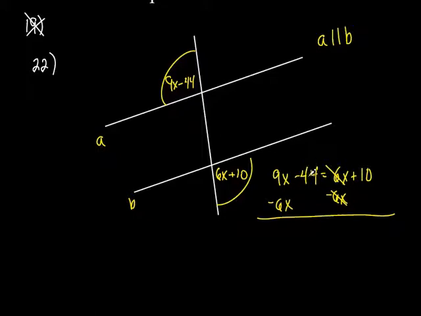Let's get rid of this 44. Well, it's not just a 44, though, is it? It's a minus 44. So how do we get rid of it if it's a minus 44? We add. You add a 44 to both sides.